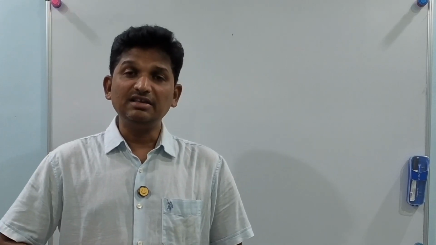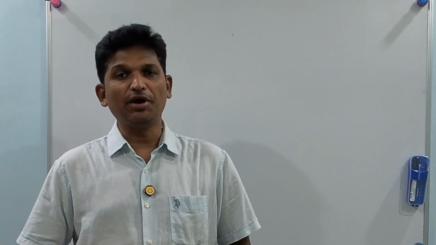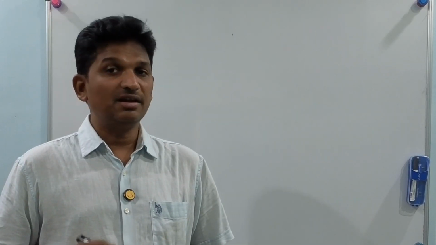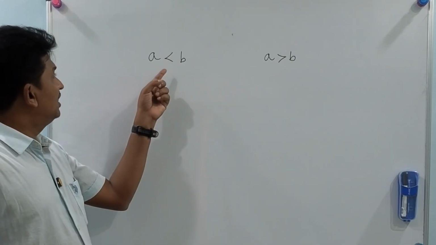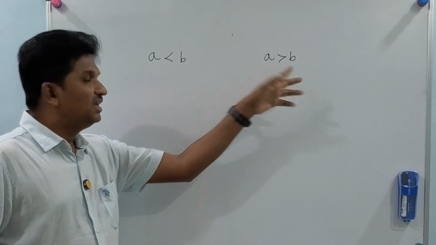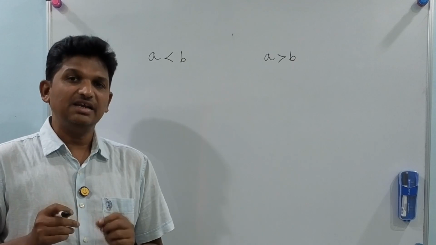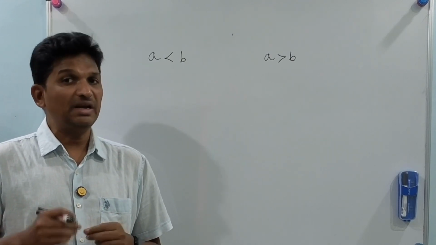In inequalities, many students get confused at one point, especially when we write the reciprocal of an inequality: the sign of the inequality sometimes flips and sometimes remains the same. Observe here, I have taken an inequality a less than b, a greater than b. When we write its reciprocals, how does the inequality sign change?